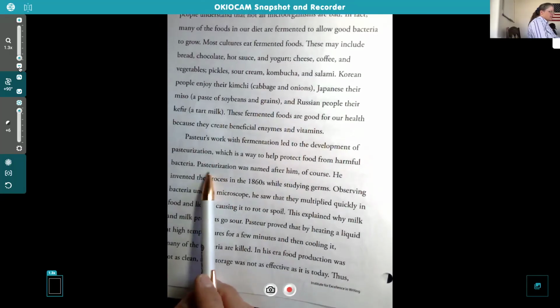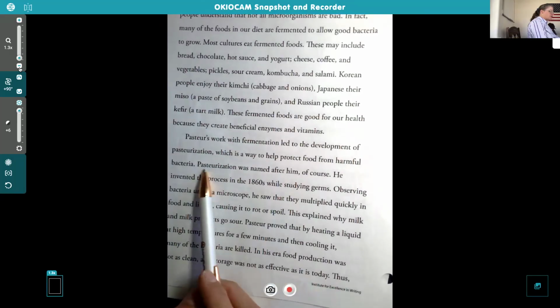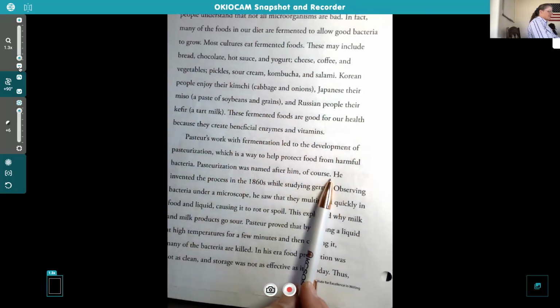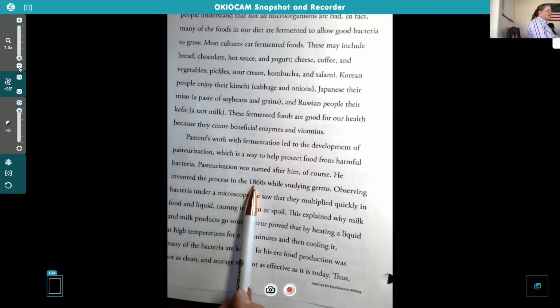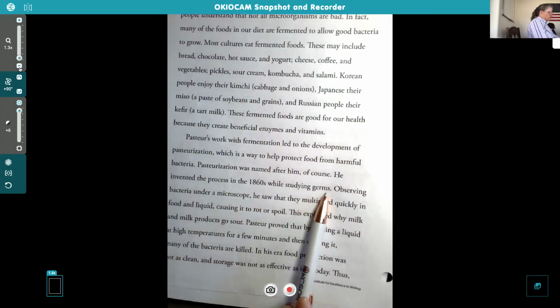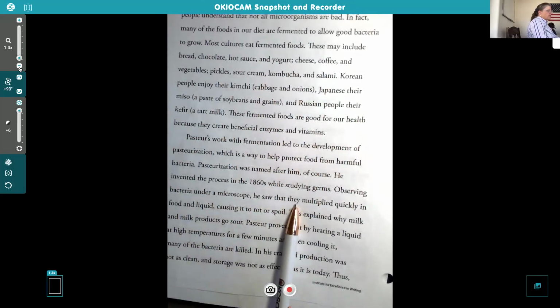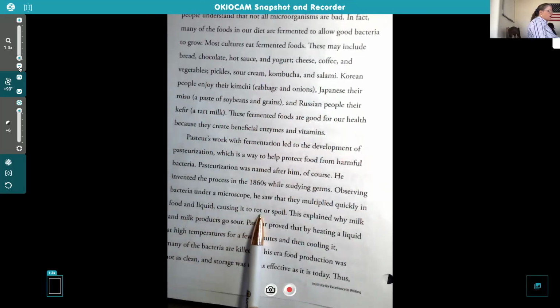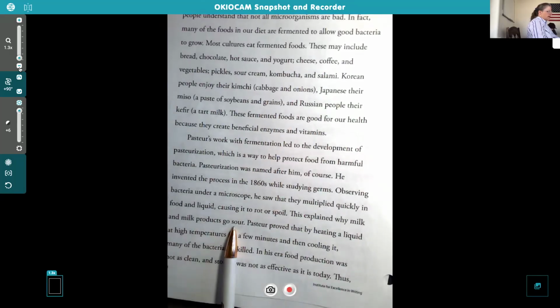Okay. Let's keep going. Pasteurization was named after him. Do you guys see the word Pasteur in there? Okay, listen. He invented the process in the 1860s while studying germs. Observing bacteria under a microscope, he saw that they multiplied quickly in food and liquid, causing it to rot or spoil. This explained why milk and milk products go sour.